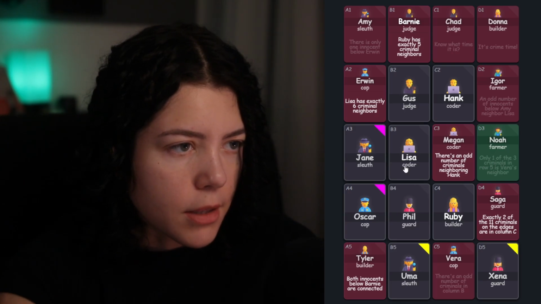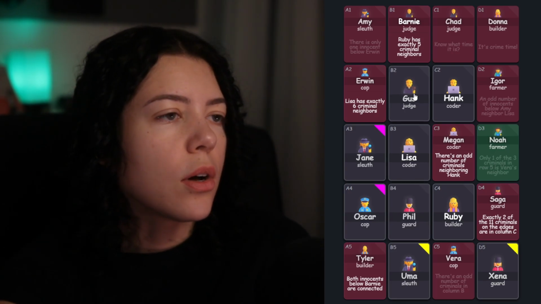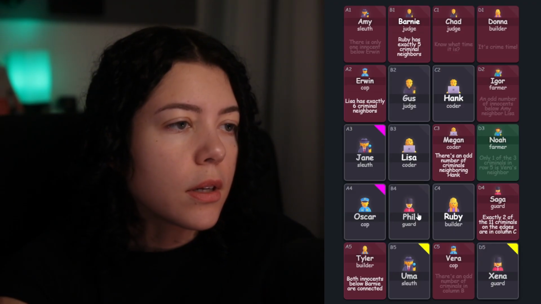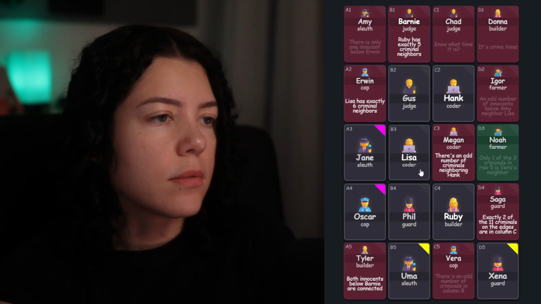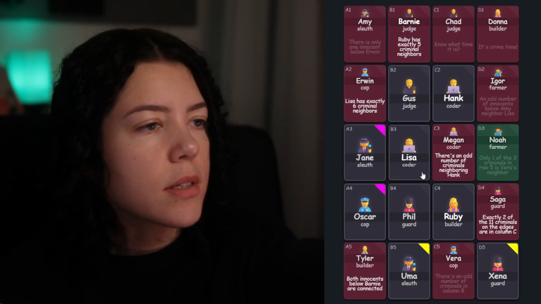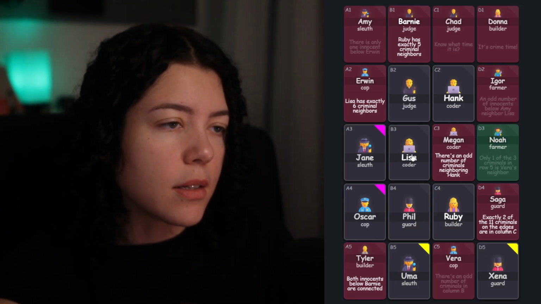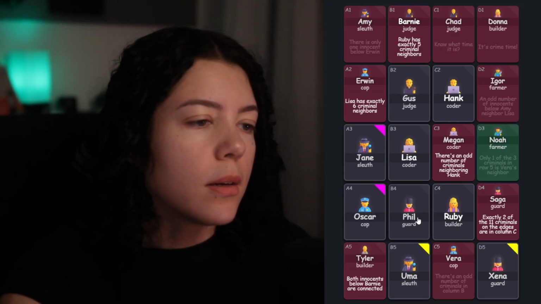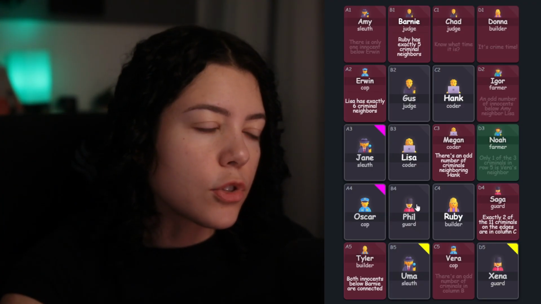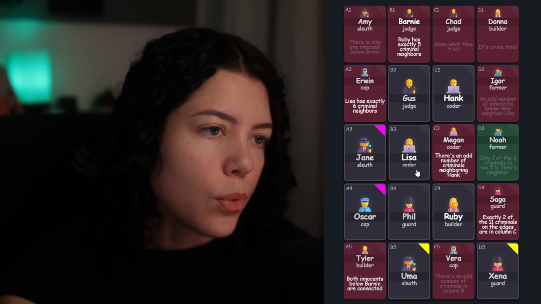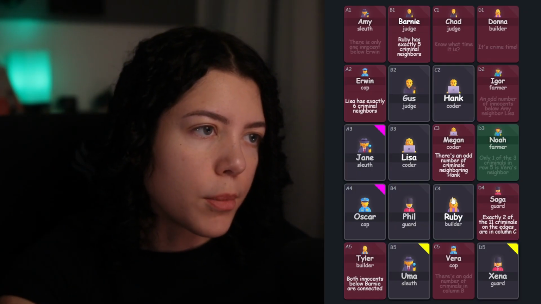Because there's no way, since there's 2 innocents in column B, right? There's no way for none of those innocents to neighbor Lisa. If she is an innocent, then the other innocent is gonna be neighboring her. And if she's not an innocent, then Phil and Uma both are gonna be innocents, which makes one innocent neighbor her. So we know that both Hank and Ruby are criminals.